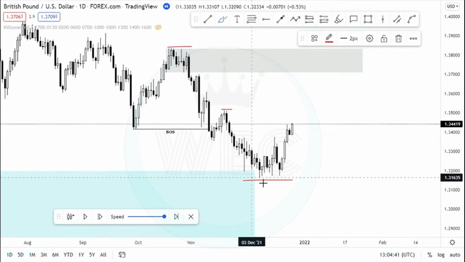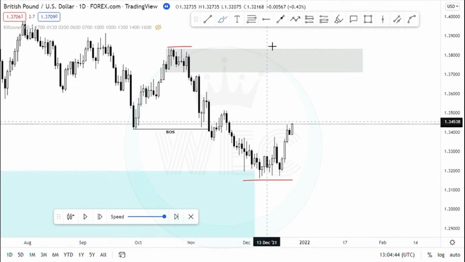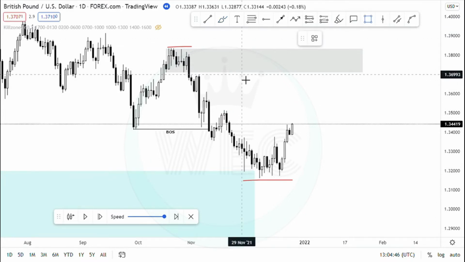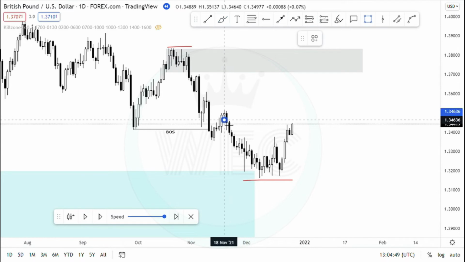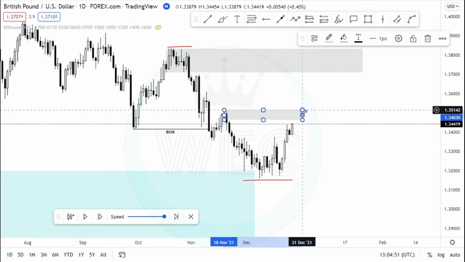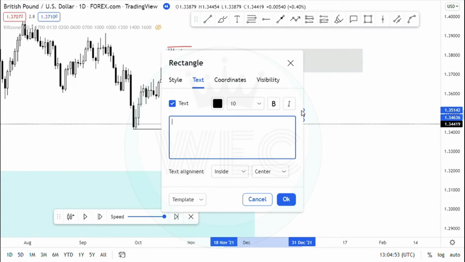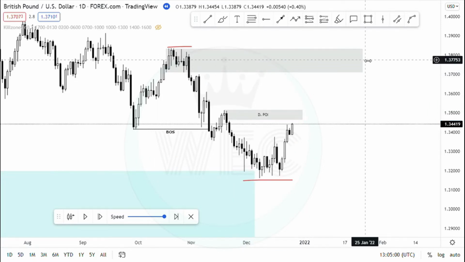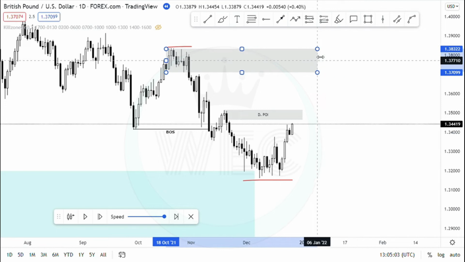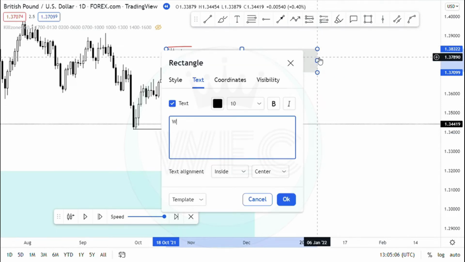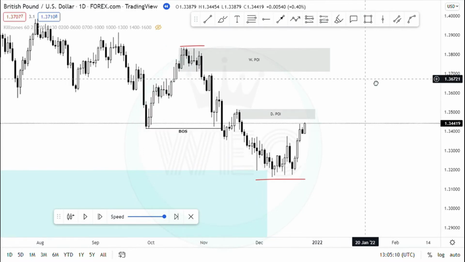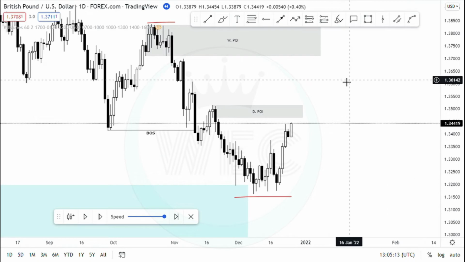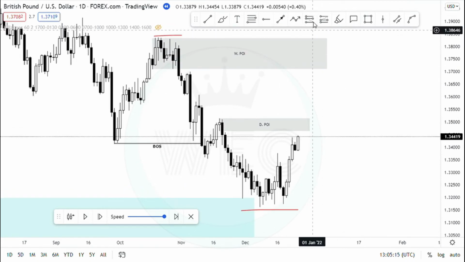Okay, great. So what do I do? I just again look for my supply zone. Right, so that was my daily supply. Let me just show that daily POI. POI is just an abbreviation for point of interest. Okay, and this is my weekly POI as well. All right, so what is the intention of price here again?